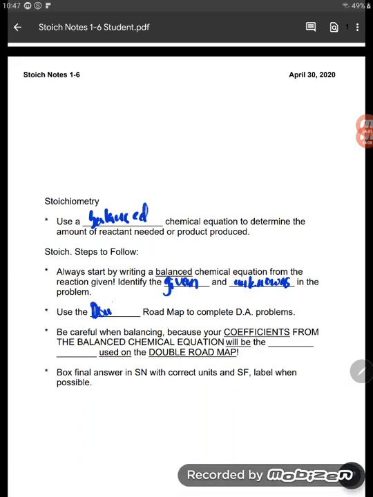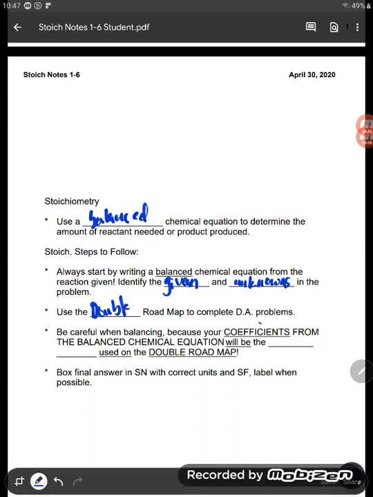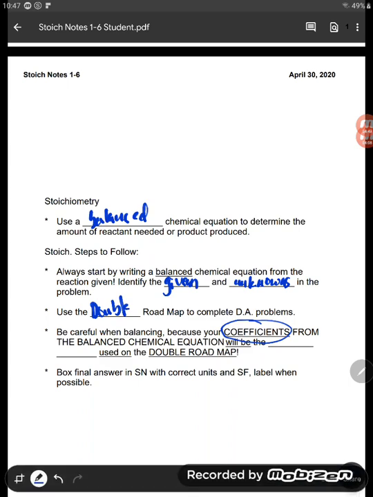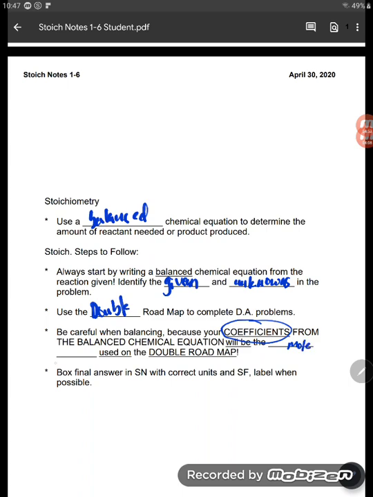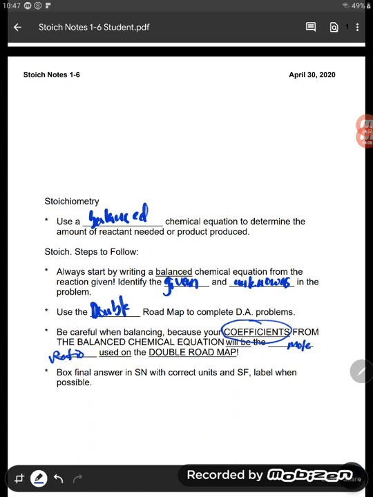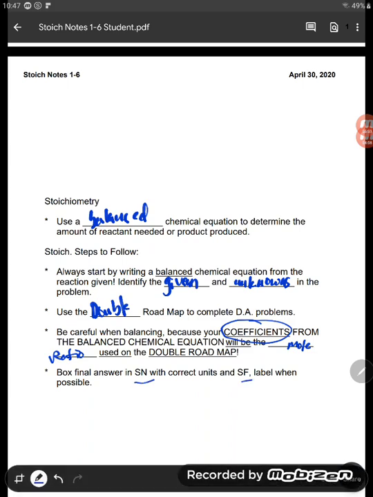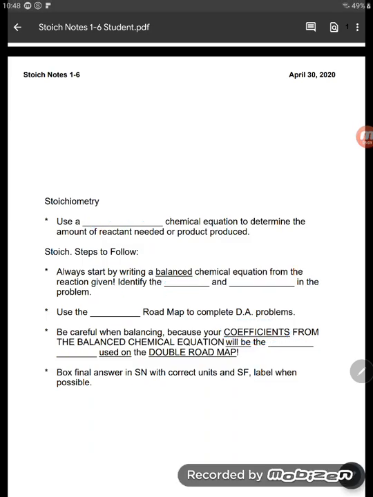Use your double roadmap or reference document in order to help you get to that final answer. Make sure you can correctly identify the coefficients from the balanced chemical equation. This becomes your mole ratio. So very, very important. Scientific notation, significant figures and labels in your final answer as well.